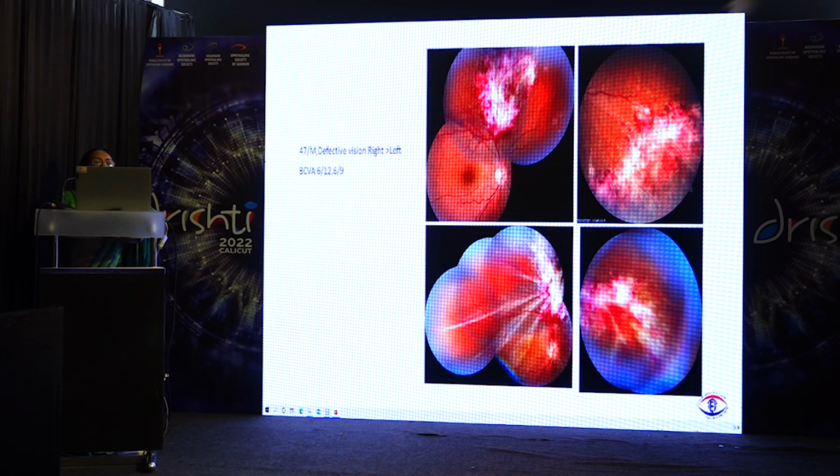This 47-year-old male came to us with defective vision, right more than left. At the time of presentation, he had retinitis with hemorrhages. He was found to be HIV positive and he was lost to follow-up. 10 days later, he came back with retinal detachment and his vision dropped to hand movements.